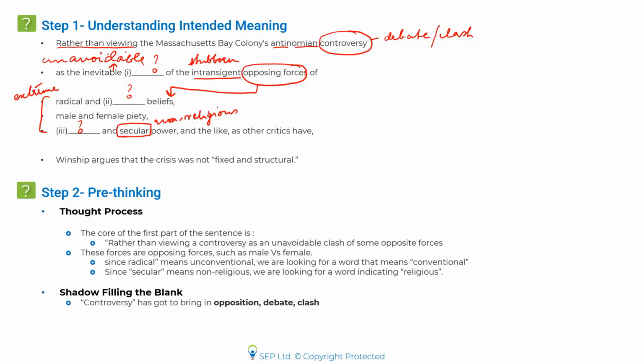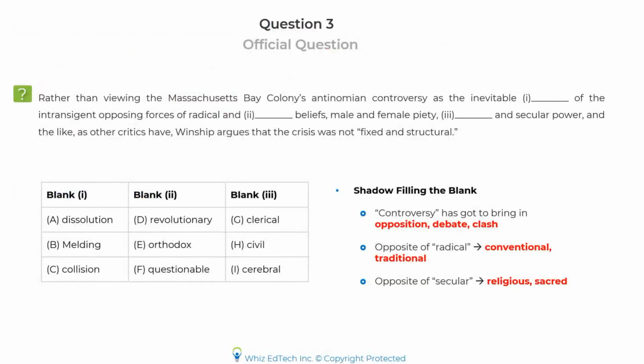So if we shadow fill our blanks, for the first blank, we are looking for words such as opposition, debate, clash. Probably not opposition, because we already have the word opposing, but along those lines. Then for the second blank, we're looking for words such as conventional, traditional, regular, non-extremist. And the opposite of secular would be religious, sacred and things like that. So with that shadow filling, let's move to our answer choices.